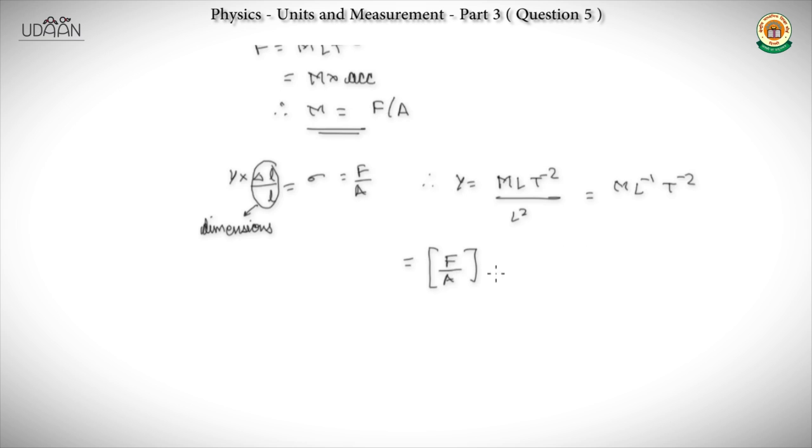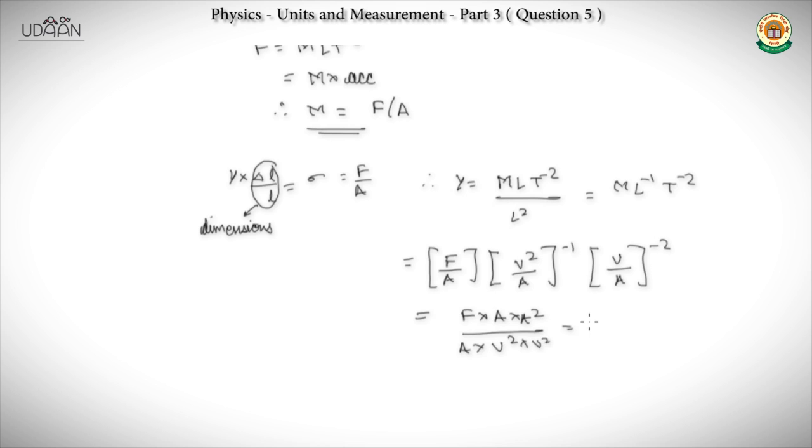F upon A into L, which is equivalent to V square upon A, to the power of minus 1, into time, which is equivalent to V upon A, to the power of minus 2. So this thing comes out to be F into A square upon A into V square into V square. Do all the steps slowly, okay? Don't skip this step over here. Because in the exam, if you skip this, then there is a chance that you might have some problem. There might just be another option, which is what the people do in IIT. They are experts at exploiting your weaknesses. So we get F A square V to the power of minus 4. So this is the C option.